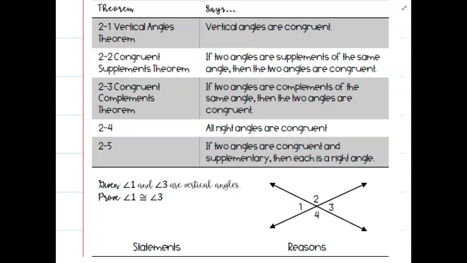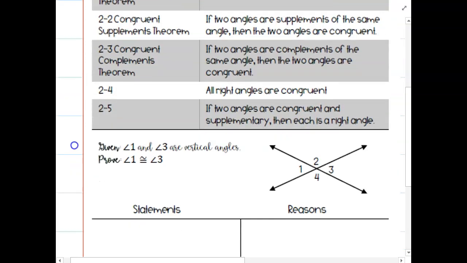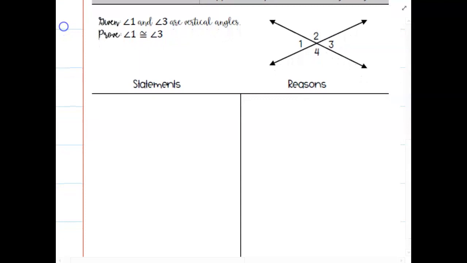So let's go down here, and what we're going to do to get used to practicing a theorem, and in general, once we prove something, is prove that angles 1 and 3 are congruent, which are vertical angles. So we're going to prove that vertical angles will always be congruent. And once you prove that it's true, you're allowed to use it.